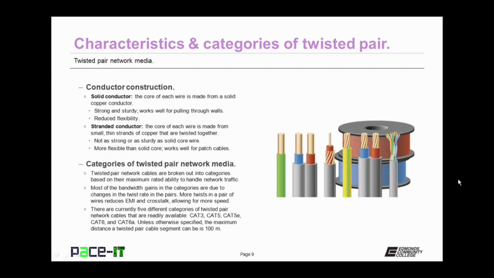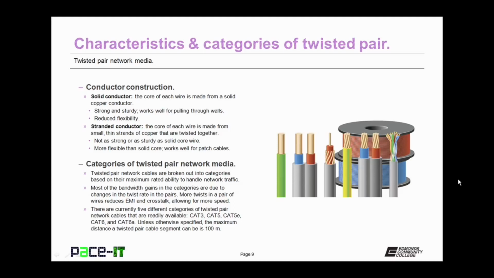Now, twisted pair can have different types of conductor construction. They can have a solid conductor. That's where the core of each wire is made from a solid copper conductor. These are strong and sturdy, and they work really well for pulling twisted pair through walls. But there are 2 things with solid conductor cables. They have reduced flexibility, and they tend to be more expensive.